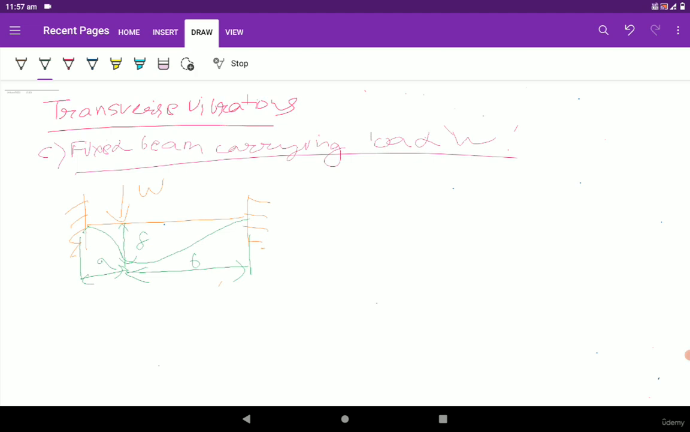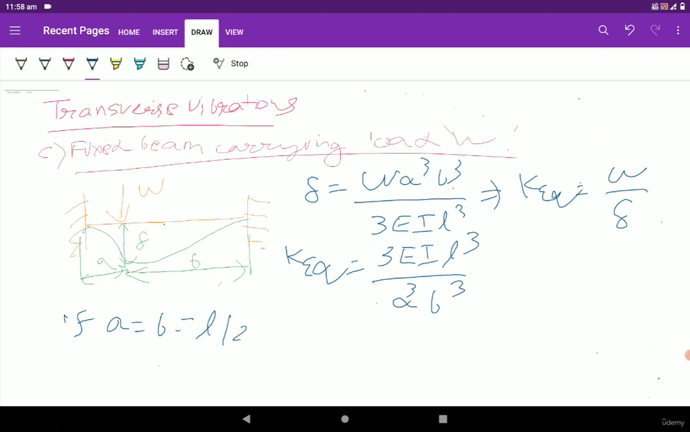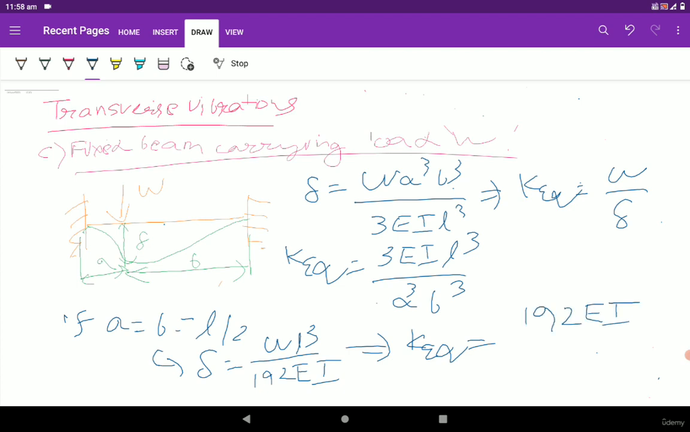So for this case, the deflection is given by the formula W A cube B cube divided by 3 E I L cube. So we know that K equivalent is equal to W by del. So for this case, the K equivalent is equal to 3 E I L cube divided by A cube B cube. So if A equal to B is equal to L by 2, then for this case, the del is equal to W L cube divided by 192 E I. So for this case, the K equivalent will be 192 E I divided by L cube.